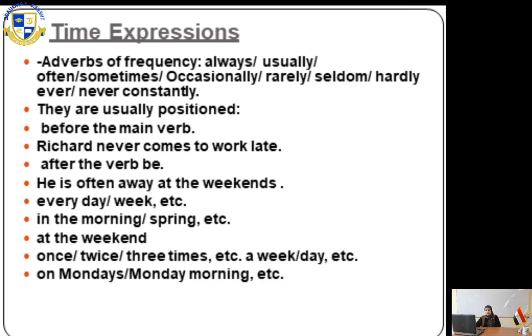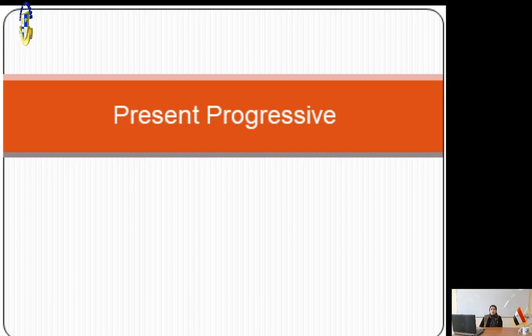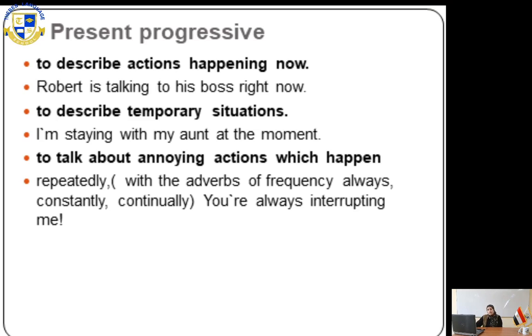Then we are going to move to another slide about the present progressive. As you know, present progressive is formed by using am, is, are, plus verb, plus ing. We use am with I: I am doing something. He, she, it with verb: he, she, it is verb ing. You, they, and we with are plus verb ing.